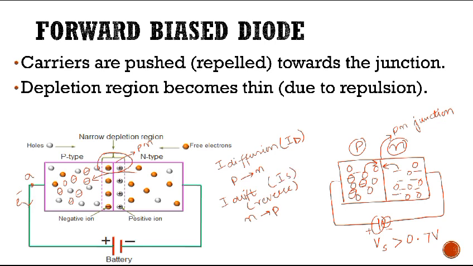In the case of a forward biased diode, the diffusion current is much greater than the reverse current, which is negligible. So, the equation of current will be I equals ID minus IS. So, this is a forward biased diode.